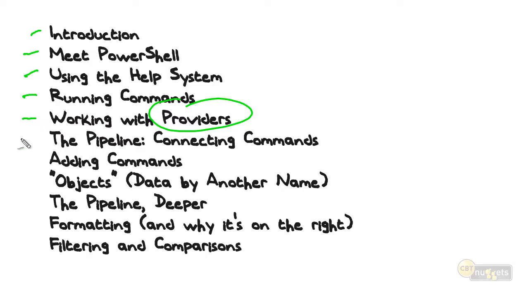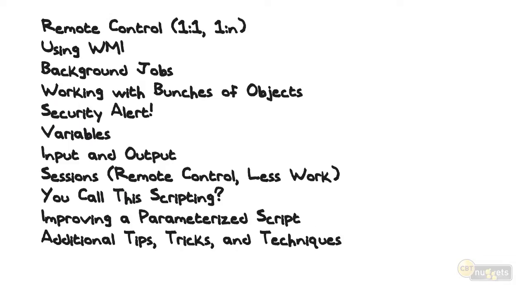Then we will start diving into the PowerShell pipeline, part of what makes it such a unique shell and management tool. Show you how to add some commands, get some terminology straight with objects, dive deeper into the pipeline once we've gotten that under your belt, talk about formatting your output, make it nice and pretty, and how to filter information out of the pipeline so that your results only contain the exact data you need them to contain. Then it'll be on to remote control and the various ways to use those technologies using Windows Management Instrumentation.